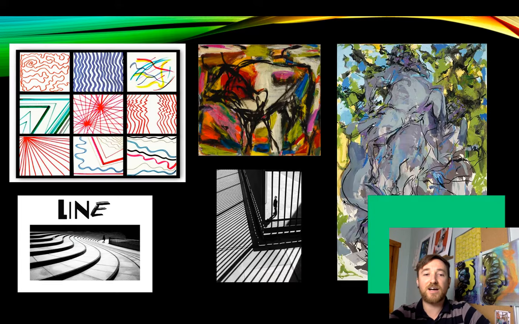As I said, line can vary in its meaning across different mediums. In the painting and drawing realm, what we're really doing is talking about the quality of line. So in that image on the top left, you can see that there's a lot of different types of line, different colors of line. Some are kind of like scratchy lines. Some are more smooth lines, long. Some are straight. Some are curved. Some are bold. Some are thin.